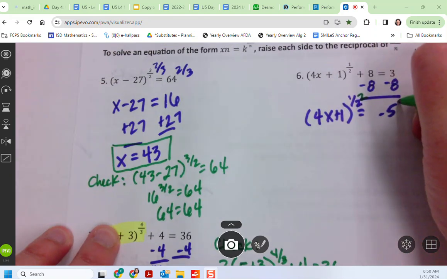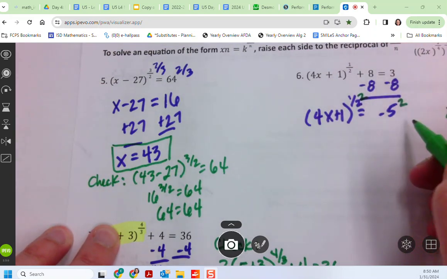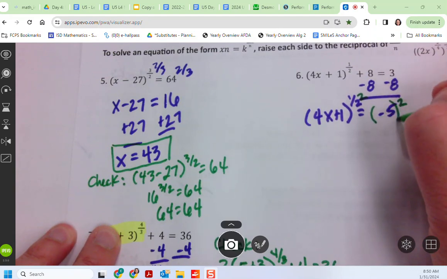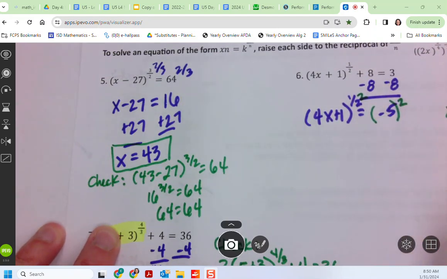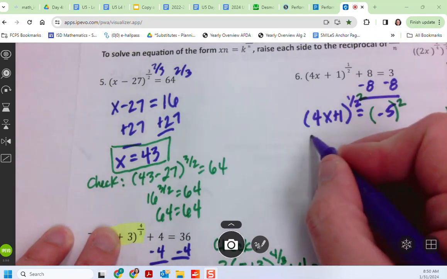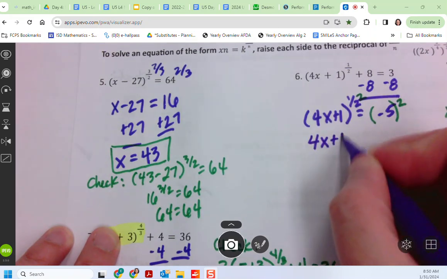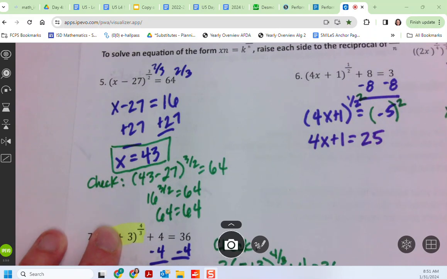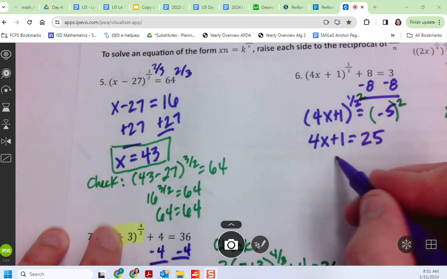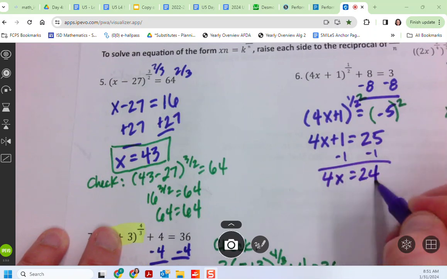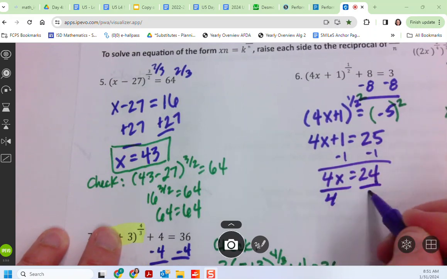When you do negative 5 to the 2nd power, if you did that on a calculator, you would want to put parentheses on it because it does turn positive. When you square a negative 5, it's negative 5 times negative 5, which should turn positive. So I get 4x plus 1 equals positive 25. Subtract the 1. 4x equals 24, and divide by 4. And you get x equals 6.